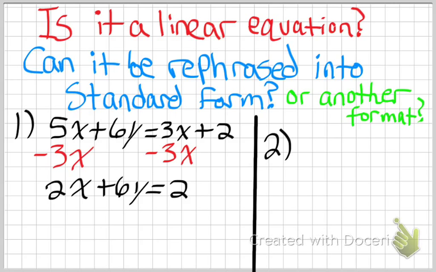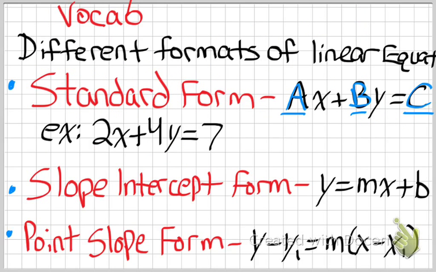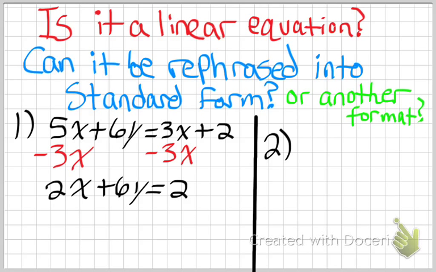Now let's see. Standard form is the format of ax plus by equals c. We literally have 2x plus 6y equals 2. So imagine ax plus by equals c. Yes, this is standard form. So yes, this is a linear equation. So question number 1, that is a linear equation.